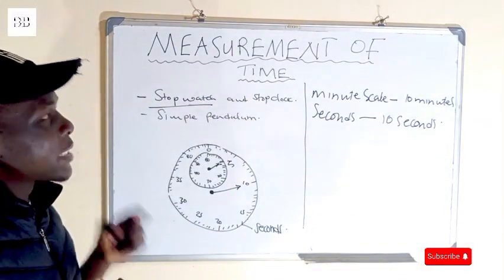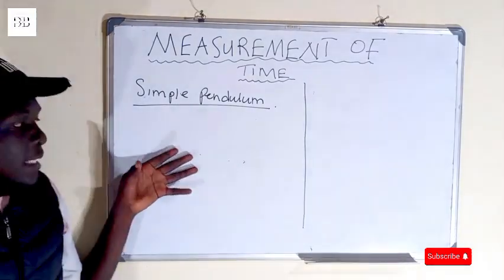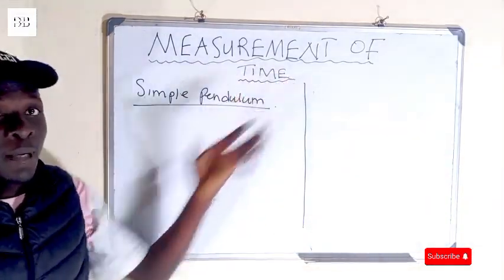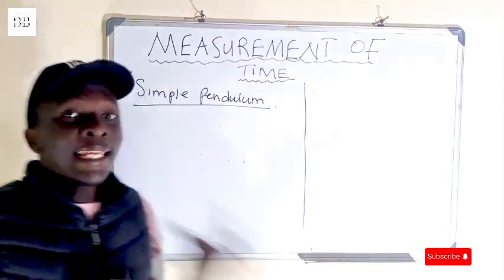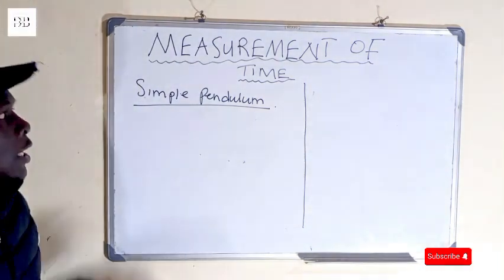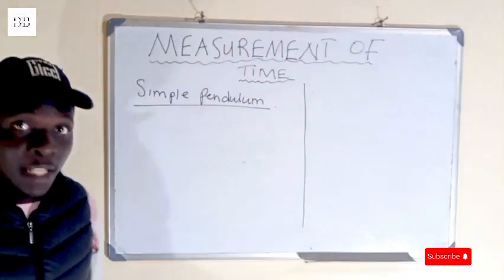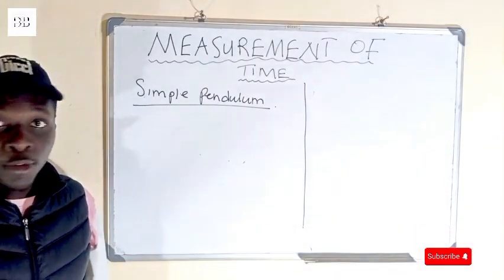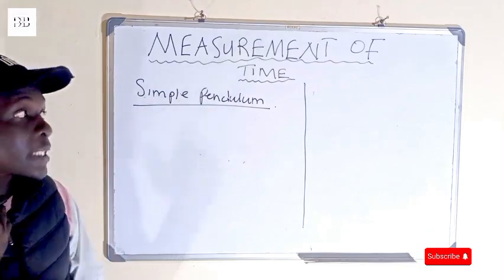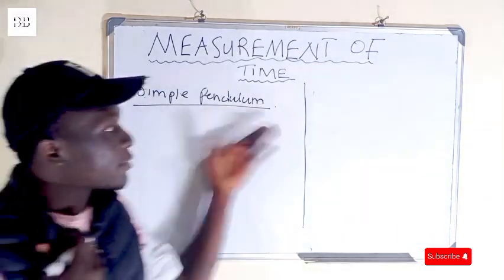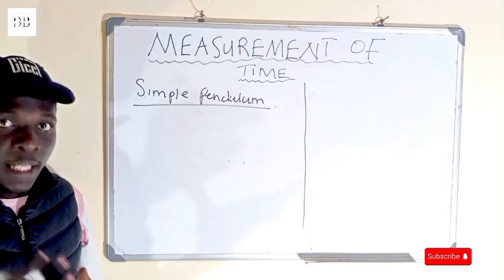So now, let us look at the simple pendulum and how we can use it to measure time. A simple pendulum is another device that is used to measure time, but this one measures time very accurately because it measures time in seconds, so to speak. This device is used mostly when you want to find the acceleration due to gravity, 9.8 meters per second squared. This is the device that we use to find the acceleration due to gravity when performing experiments in the lab.